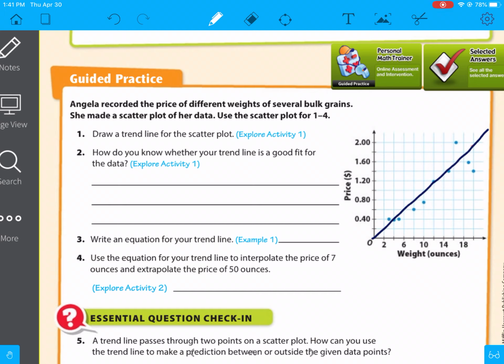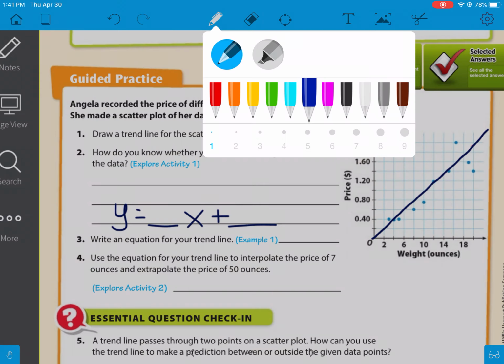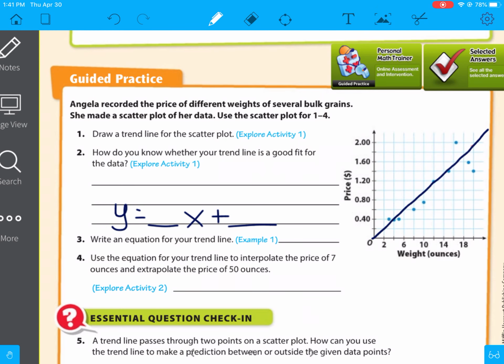Write an equation for your trend line. So, you're going to need y equals mx plus b. What we're going to do is we have to find our y intercept. Looking at the line, we're just doing this for the trend line. It crosses at 0. So, your y intercept is 0.